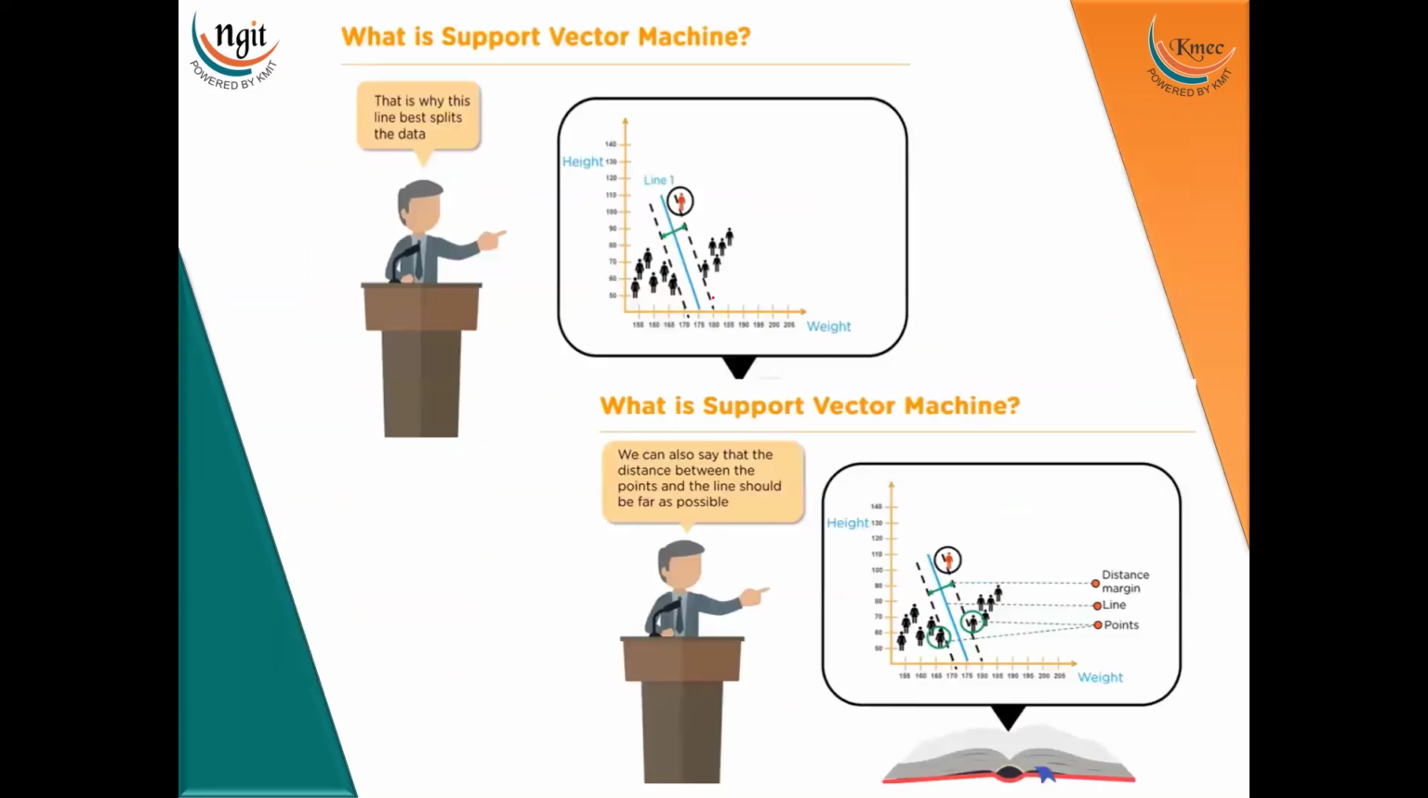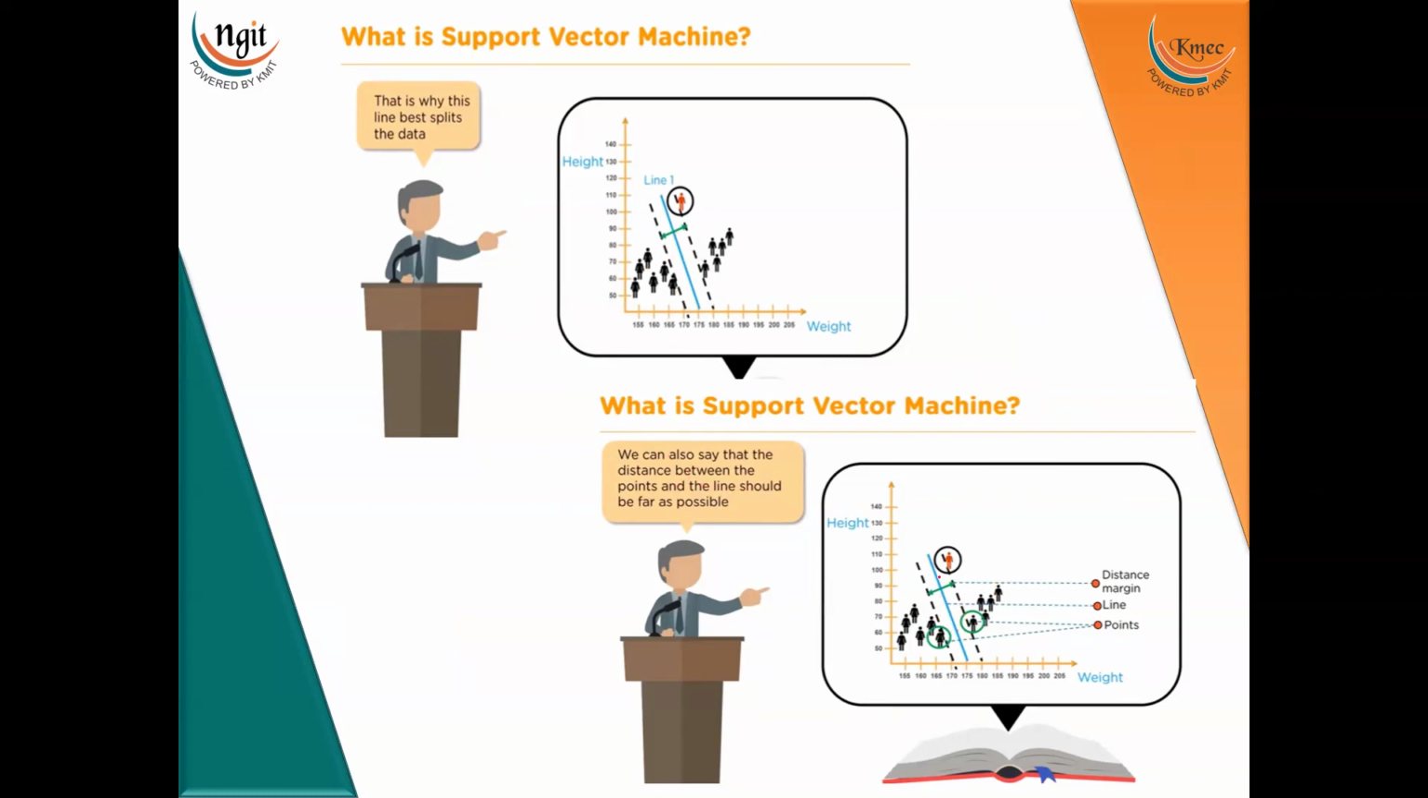Now, we have decided that this is the line which best splits the data. Why? Because we have the maximum distance between the two different data points. We also say that the distance between the points and the line should be as far as possible. That means the distance between the line and the points should be as far as possible, then it is going to give us the correct predictions.